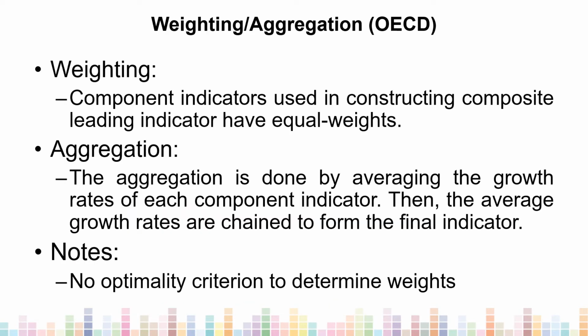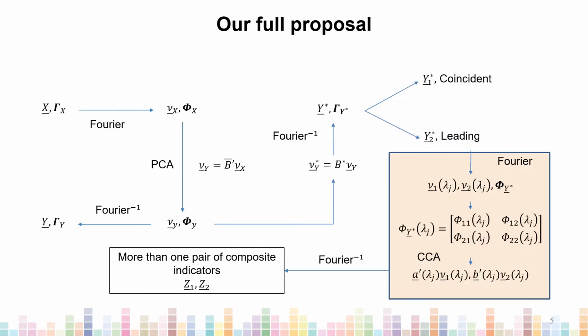Without regard to any optimality criterion, the growth rate of the composite index is obtained as a simple average of the growth rates of each of the component series. The blueprint of our full proposal is shown in the present slide. For the sake of brevity, we shall concentrate on the colored square.